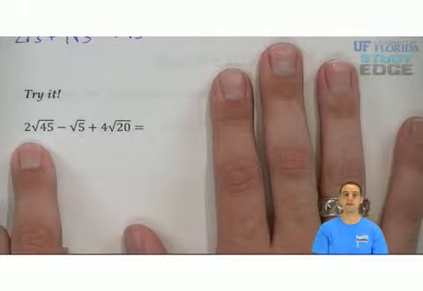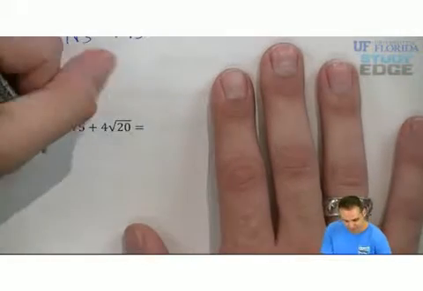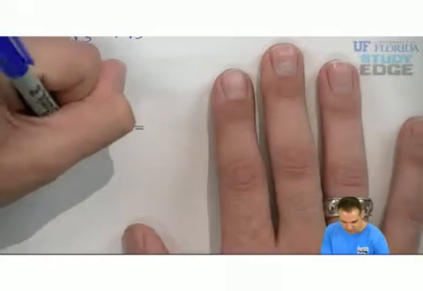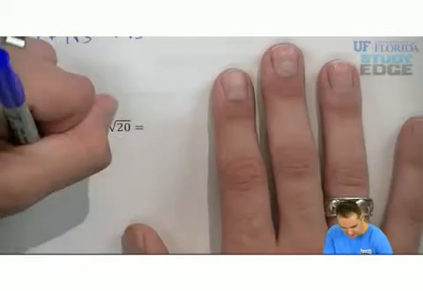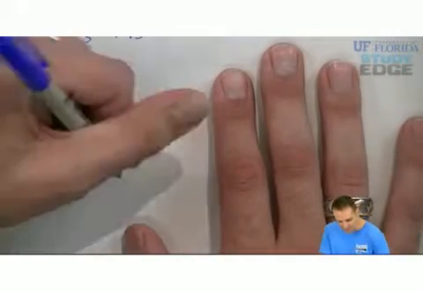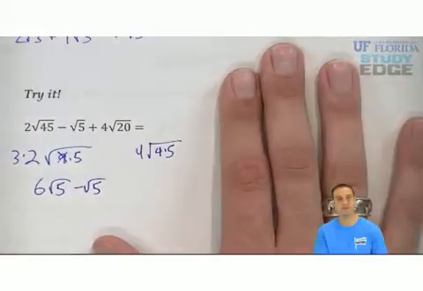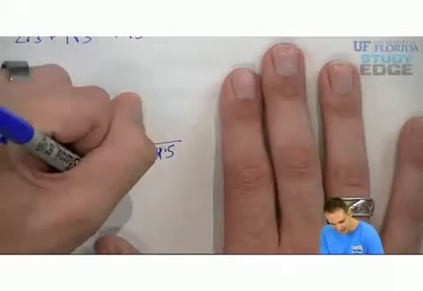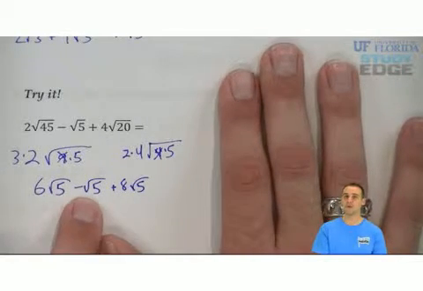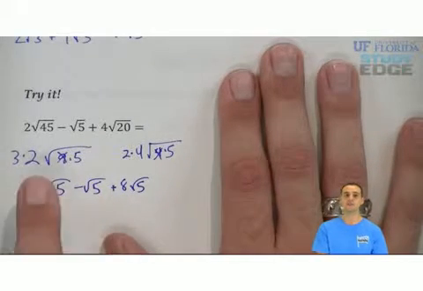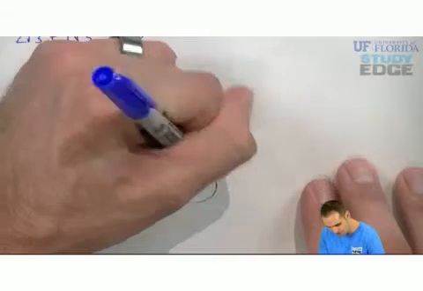Here we have 2 radical 45 minus radical 5 plus 4 radical 20. I can't combine anything, so we've got to simplify. 45, what times what is 45? 9 times 5 is 45. Square root of 9 is 3. Bring it on the outside because that's a perfect square. 3 times 2 is 6 radical 5. The next term already has a radical 5, so I'm just going to bring it down. And then 4 radical 20. 20 is 4 times 5. The square root of 4, the perfect square, is 2. And 2 times 4 is 8 radical 5. And now they're all like terms. And remember, if there's no number in front, what do you imply is going to be there? It's going to be a 1 in front. So 6 minus 1 is 5. 5 plus 8 is 13 radical 5.